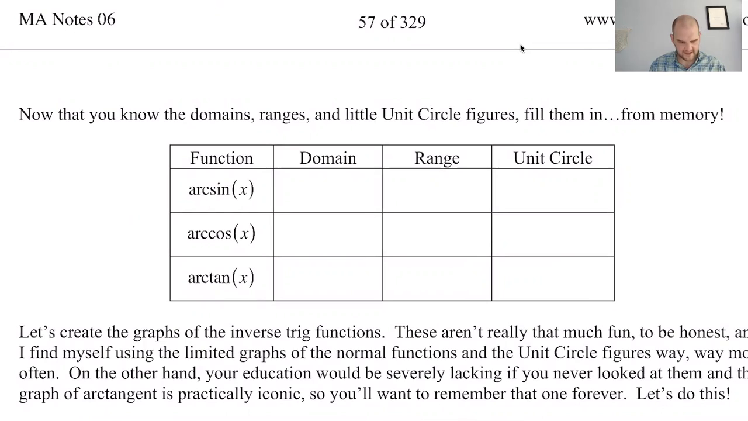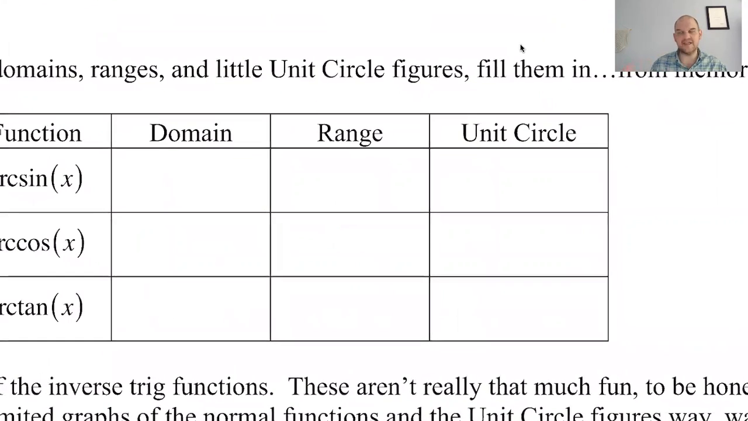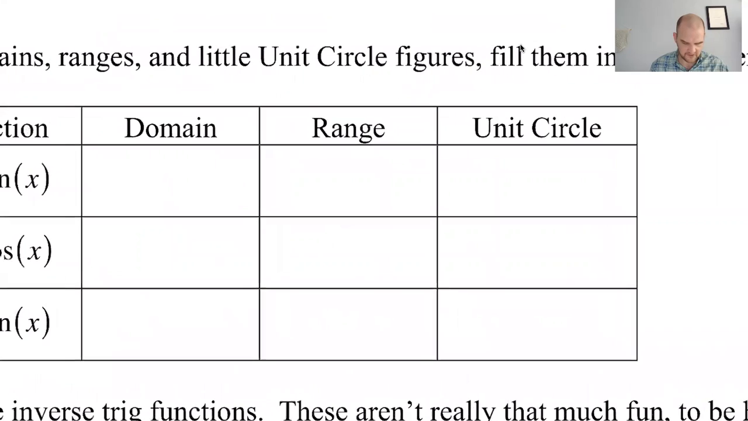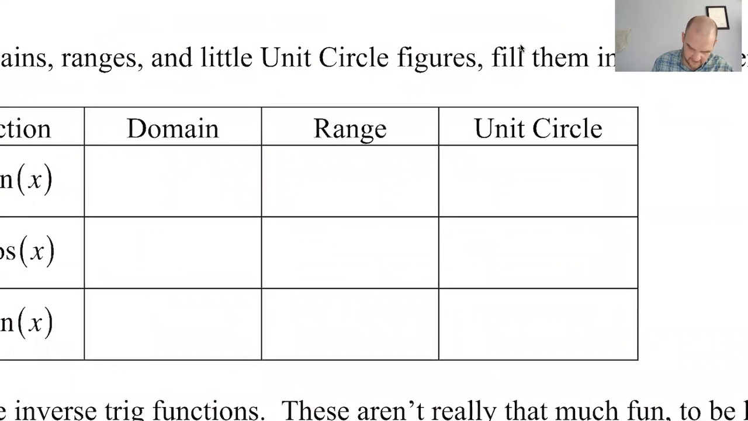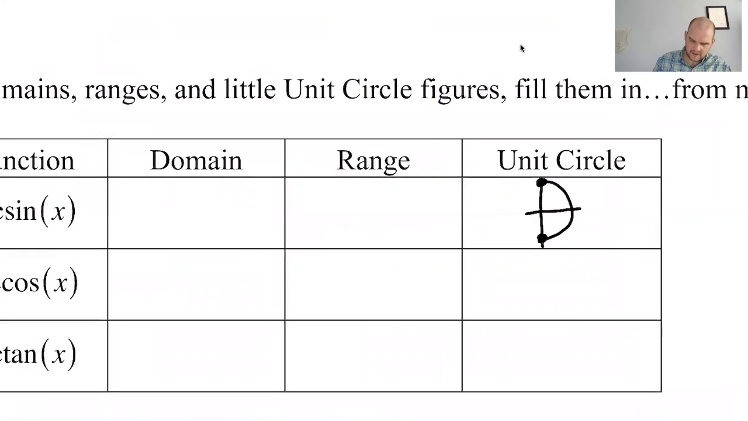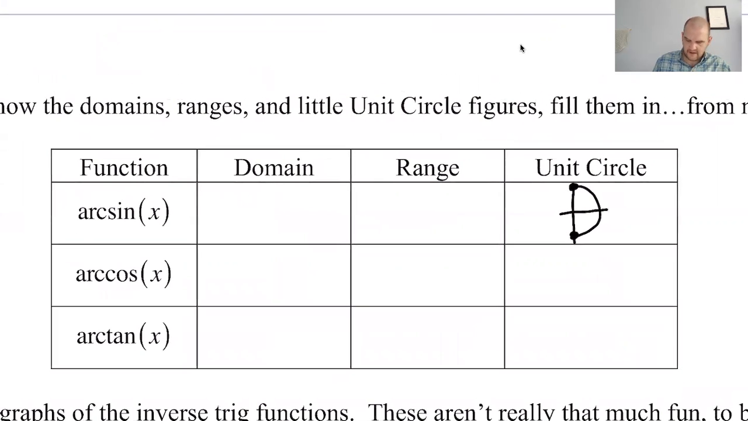So this table has arcsine, arccosine, arctangent. We want the domain, the range, and the unit circle picture. I'm going to start with the unit circle picture because it basically tells you the domain and range. So here, for arcsine, I know that the unit circle picture is going to be solid dot, down here, solid dot, right? So what can I do there? I know that sine is the y value on the unit circle, the y values go from -1 to 1, so that's going to be the domain.